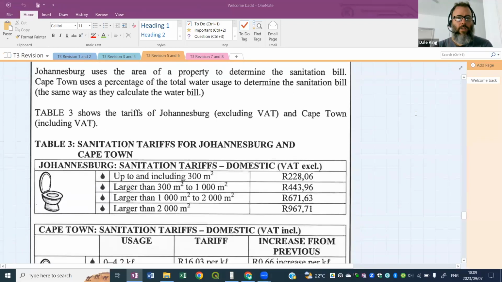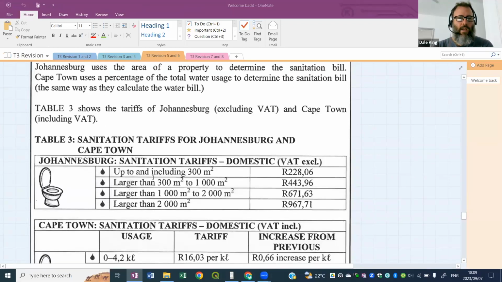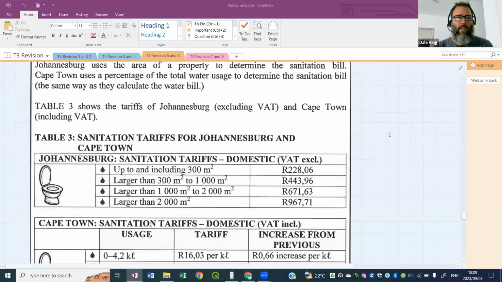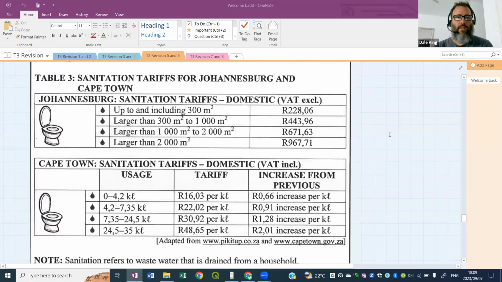So at the top there, you can see that depending on your property size, that is the tariff that you are going to pay. The Cape Town tariff table looks similar to something you guys have used before. They're both actually the same thing. They're both sliding scale tariff tables. They just look a bit different.